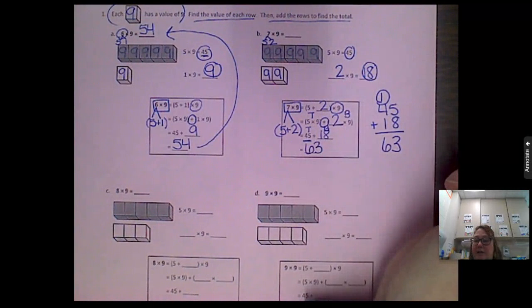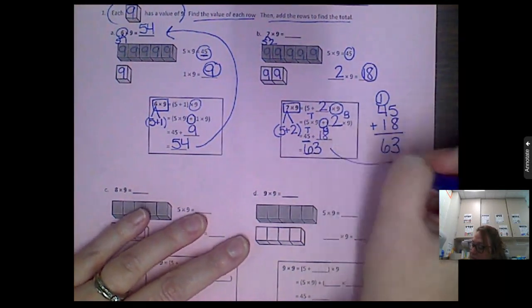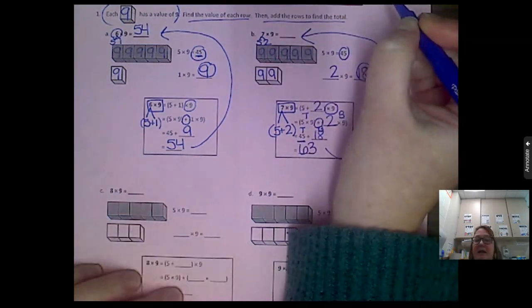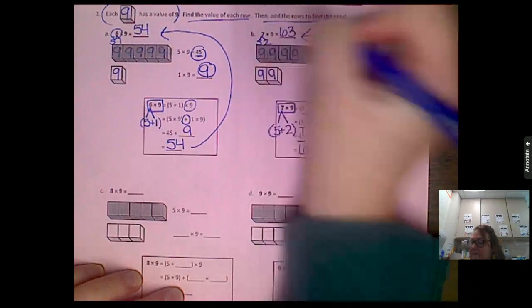63. Are we done? Don't forget to fly the sky. I'm going to go all the way around that work up top there to show that 7 times 9 equals 63. You've got it. Good job.